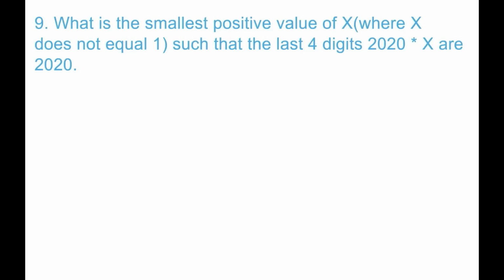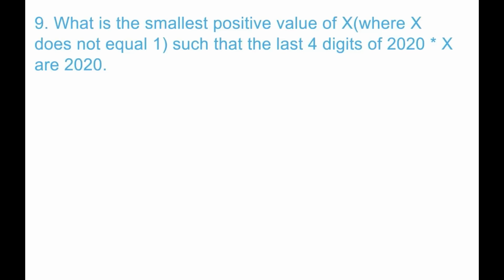Number 9. What is the smallest positive value of x where x does not equal 1, such that the last 4 digits of 2020 times x are 2020? We apply a bit of logic to solve this problem. We know that our number must end in some sort of zeros plus 1 so that the last 4 digits are equal to 2020.